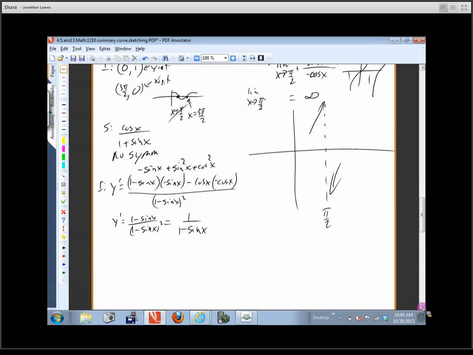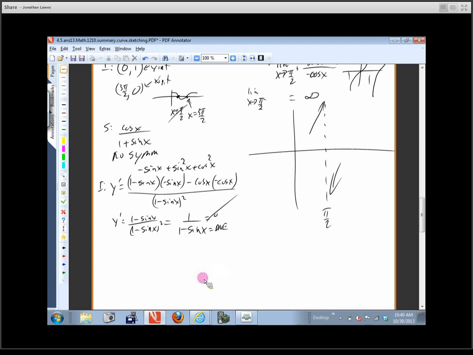What do I want to know about this? Where it equals 0 or where it does not exist, right? Will it ever equal 0? Nope. Okay, where does it not exist? At pi halves, okay? Where we've got our point of discontinuity already, where we've got our vertical asymptote. Any questions there? Okay, so we've probably got a pretty good idea of what's going on here.